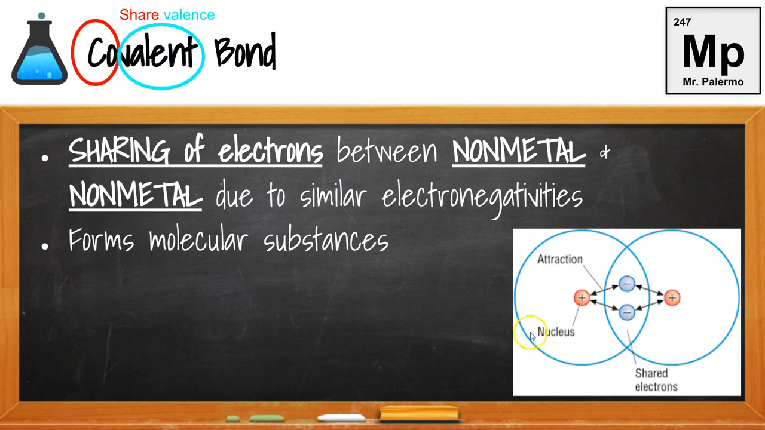So as we saw before, when they have similar electronegativity, similar attraction for electrons, there's somewhat equal pull on these electrons, and no one wins this game of tug of war, and so they end up sharing them. And so covalent bonds, sharing of electrons between two nonmetals. The reason why they're nonmetals is because nonmetals have similar electronegativities. And when they form a chemical bond, they form what is called a molecular substance, or a compound.